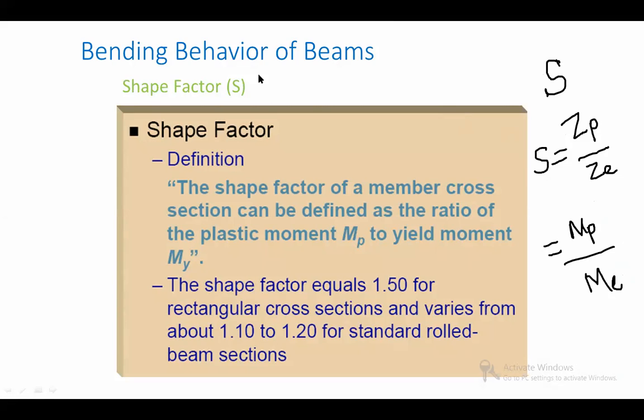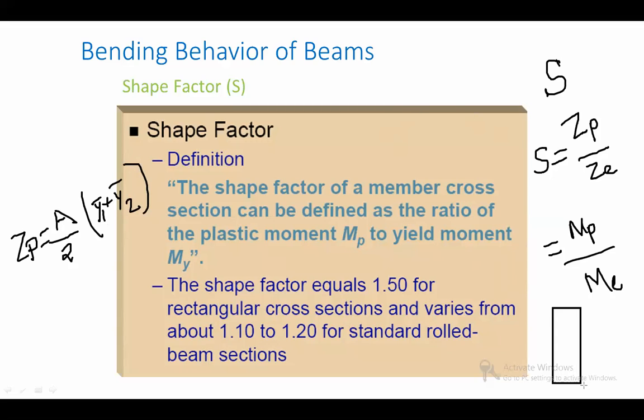So ZP that we have to find out. The formula of ZP is nothing but area of the section divided by 2, in bracket, y1 bar plus y2 bar. That is the formula of your plastic section modulus. What is A? A is nothing but the area of the section, and y1 bar and y2 bar.